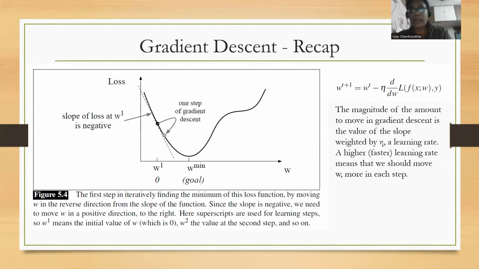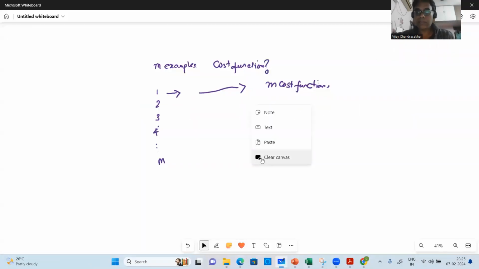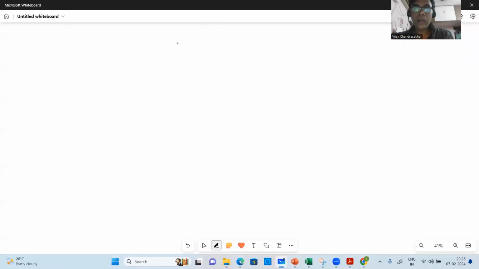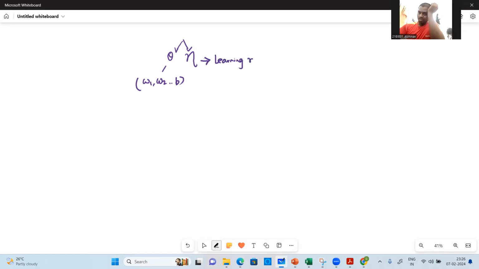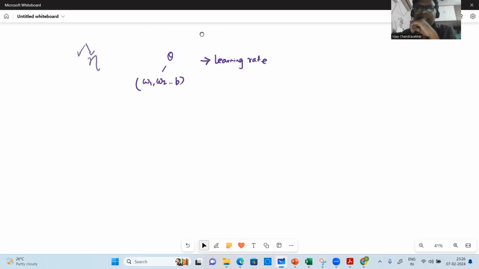Question. In machine learning vocabulary, what is the difference between theta and eta? Theta, of course, we know. This represents W1, W2, B. This, of course, is the learning rate. What is the difference between theta and eta? Why didn't I include eta in theta itself? Why do I need this new fancy symbol? I could have just included it as part of my W1, W2, B, right?